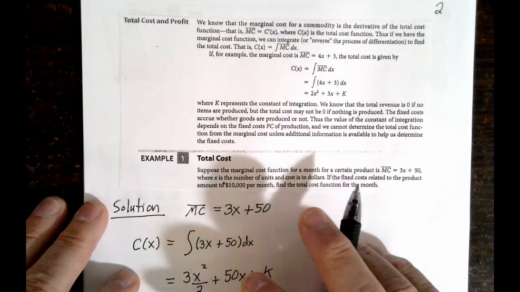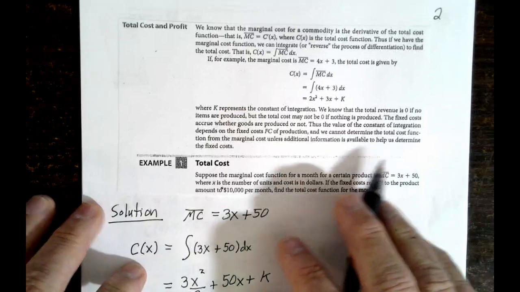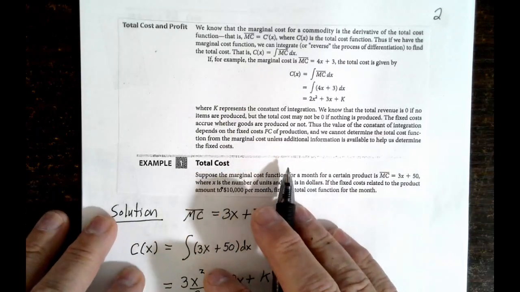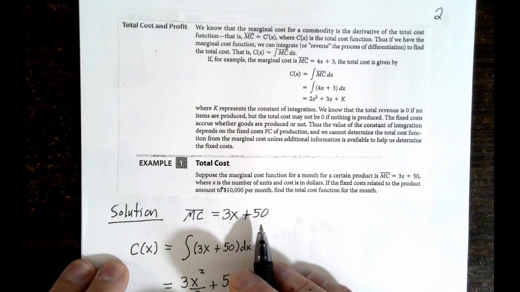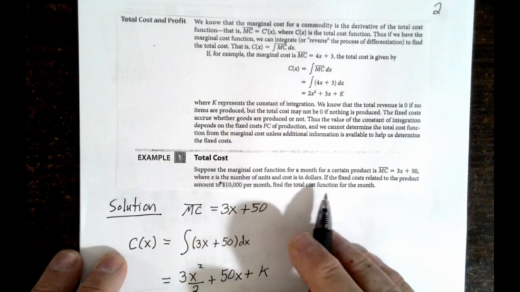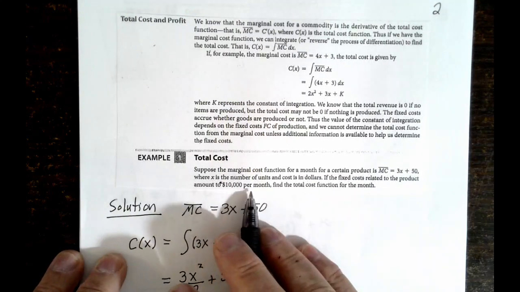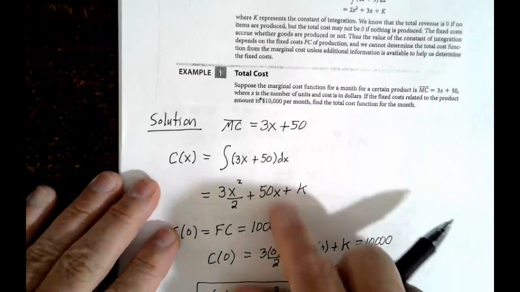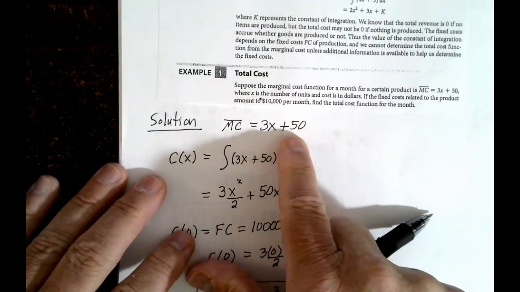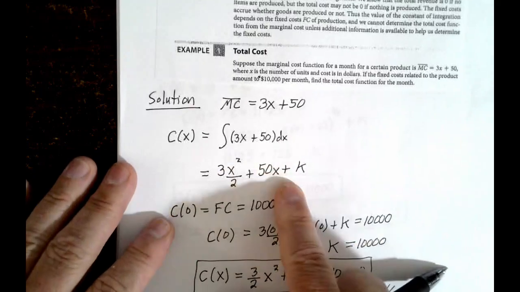All right. So we can't determine the total cost function from the marginal cost unless we have additional information. Typically they'll tell us some situation like in example 1 they say the fixed cost is 10,000. So that way you can nail down what K is. Alright, so they give you the marginal cost is 3x plus 50. You integrate that, you get this.